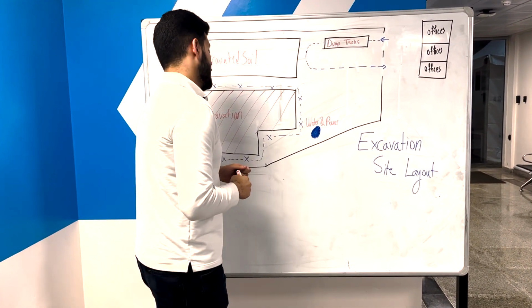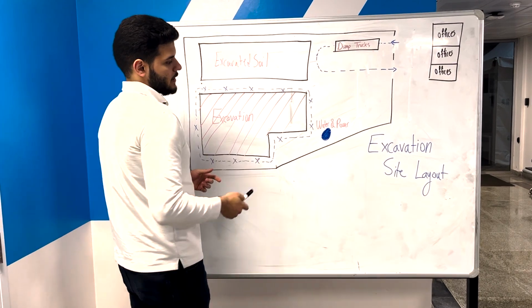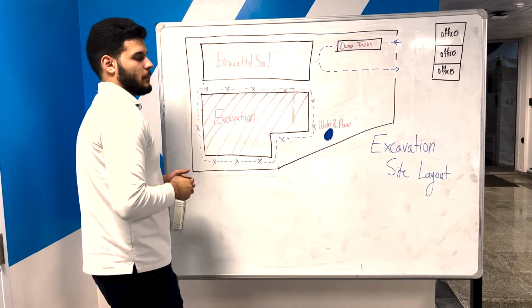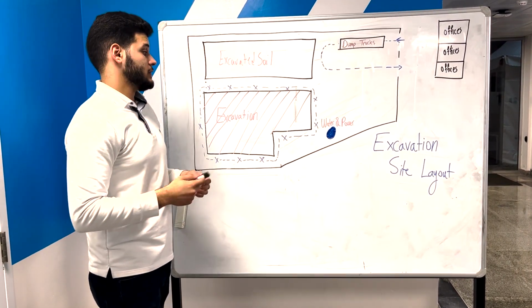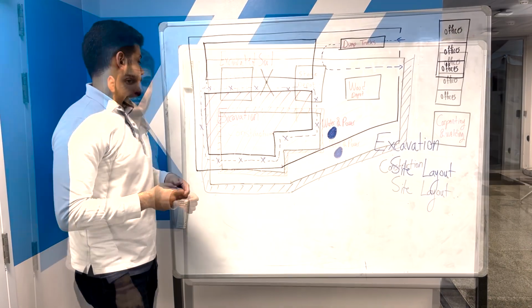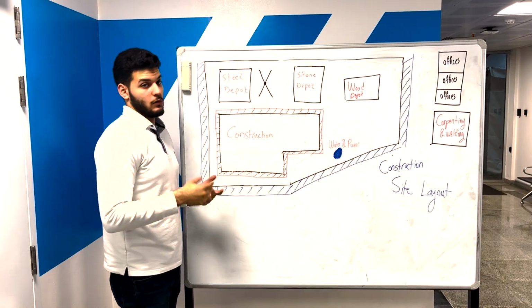So the dump trucks can easily get the excavated soil and get it out of the site boundaries, I would say. And here, of course, there's a water and power supply, as we imagined, because the excavation process will require a lot of power and will require water to facilitate the excavation process. So as you mentioned, this site layout is going to evolve with time.